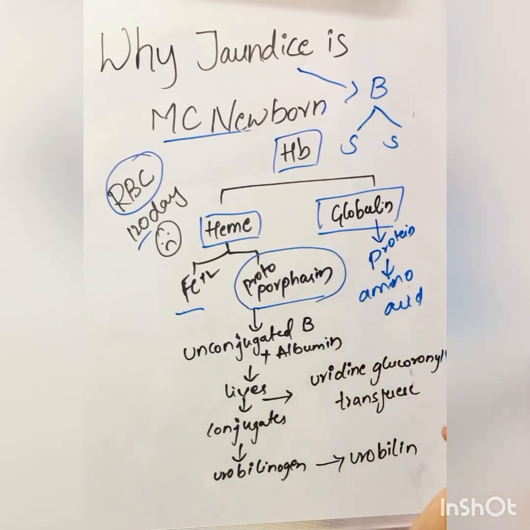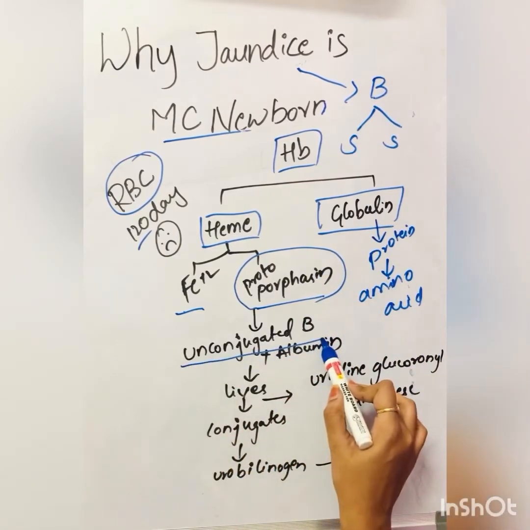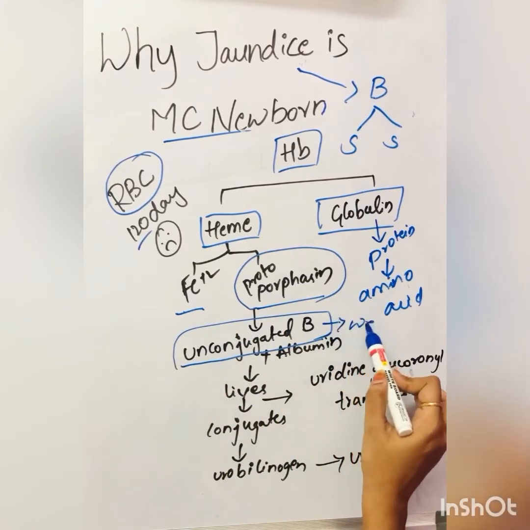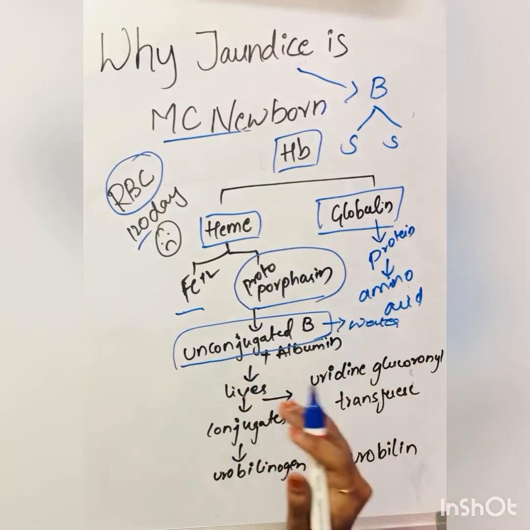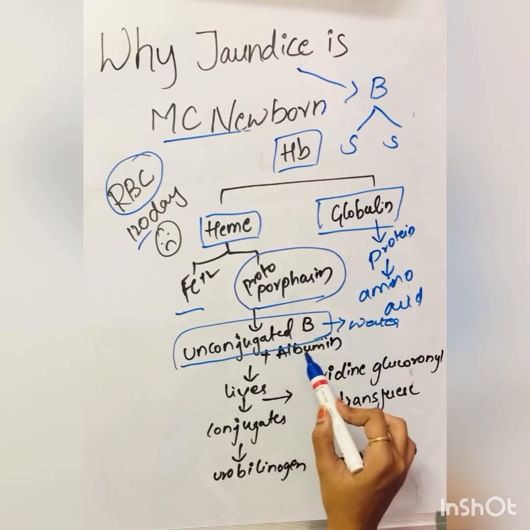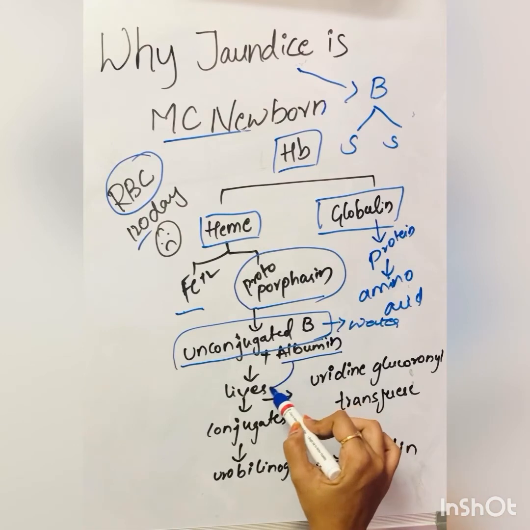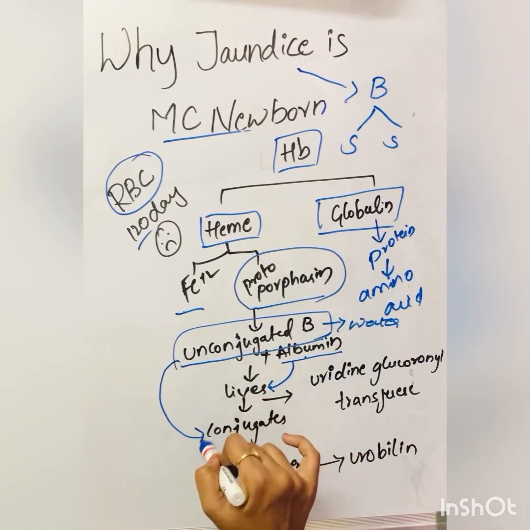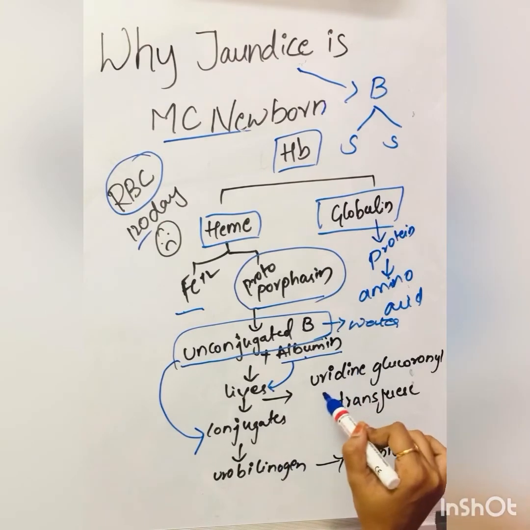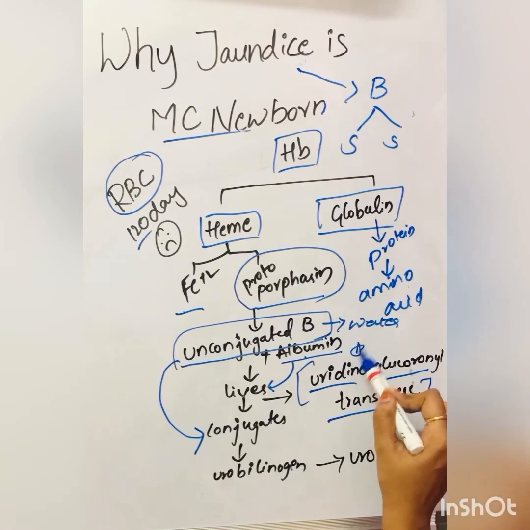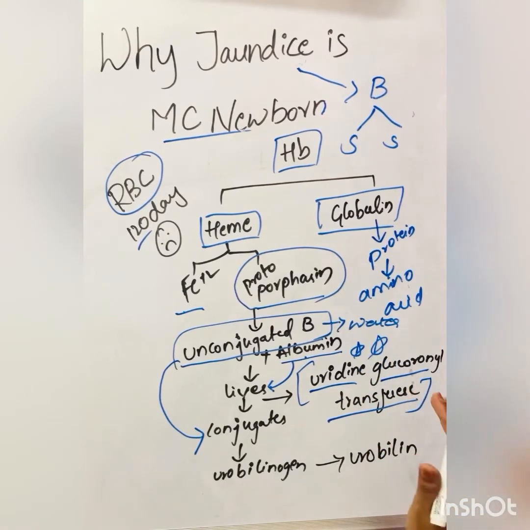This protoporphyrin is converted into unconjugated bilirubin. This is water insoluble, that is, it cannot be excreted through our kidneys or the intestine. Now it combines with albumin and is transported to the liver with the help of albumin. In the liver, the unconjugated form is converted into the conjugated form with the help of uridine glucuronyl transferase. This is the main enzyme. Just remember this enzyme, uridine glucuronyl transferase.